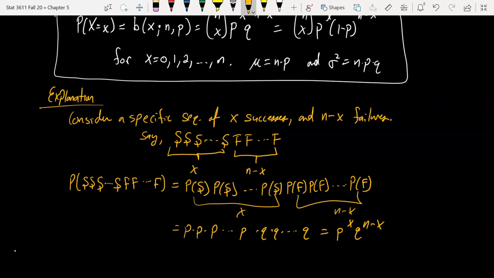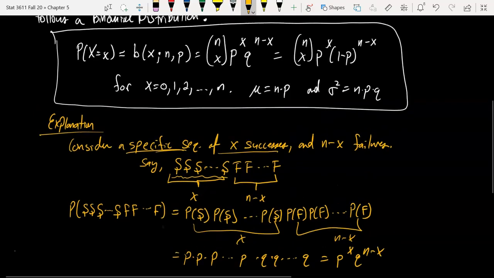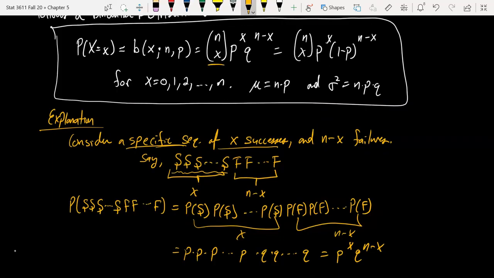Now, this is only for this specific sequence of x successes. So what's the probability of any sequence of getting x successes? Well, you can reorder these terms in any way you want. You have n different trials, and you need to choose x of them to be success. That explains the combination term n choose x, right? There's n trials. We get to pick x of them to be success.